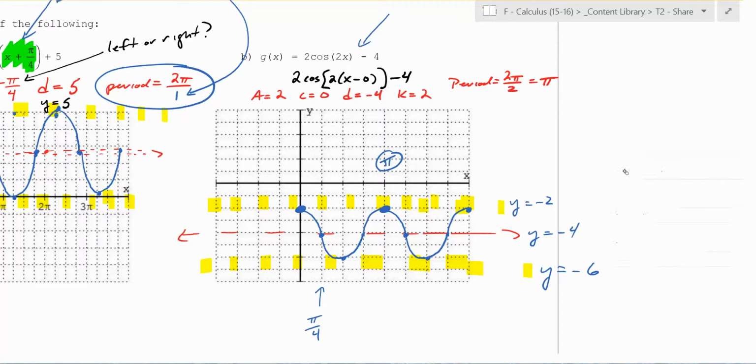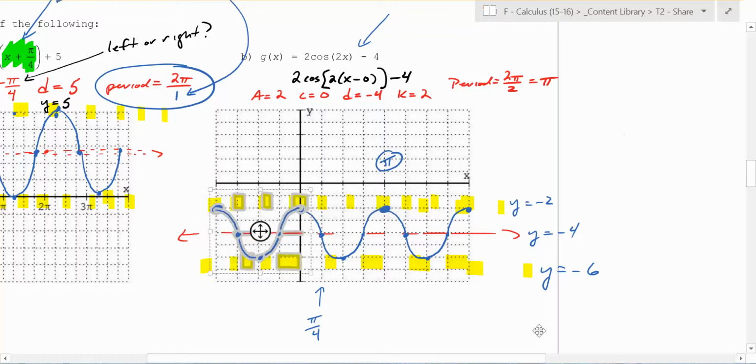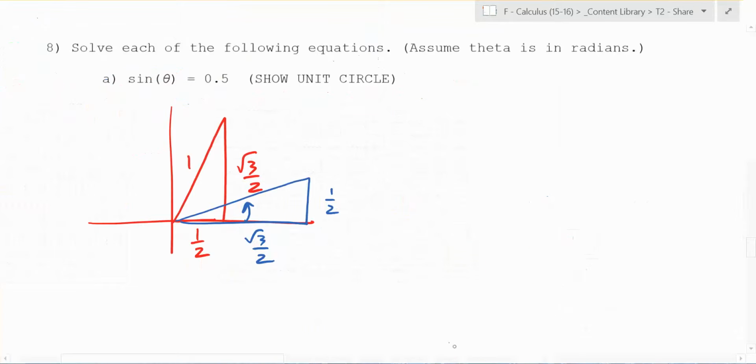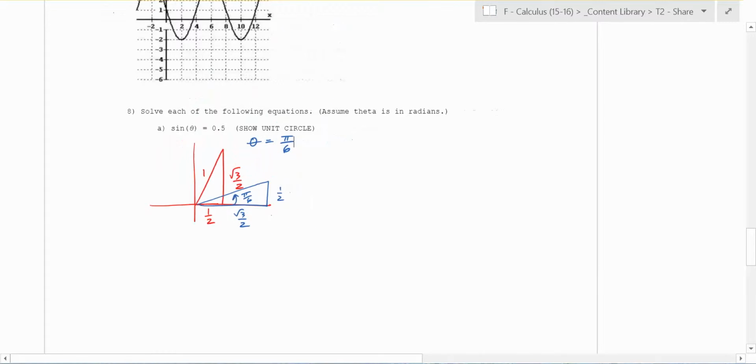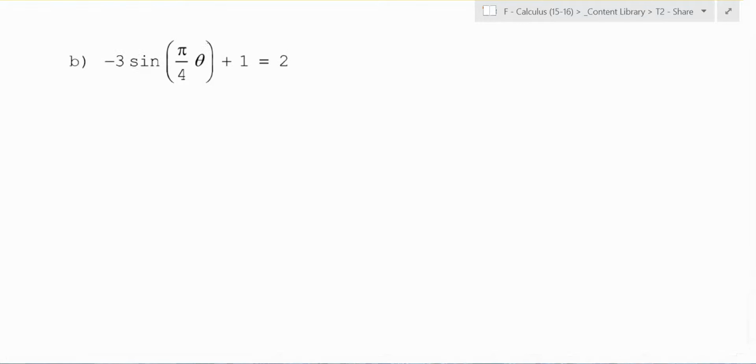And then glue this on right here. How do we do? I think pi over 6. If you remember your unit circle and your triangles, this tells you that theta is equal to pi over 6. This one right here, we have to do a little bit of algebra first.